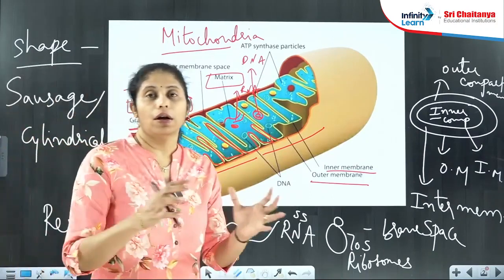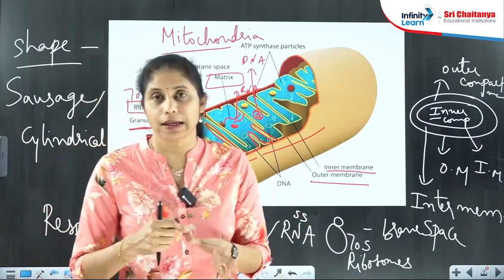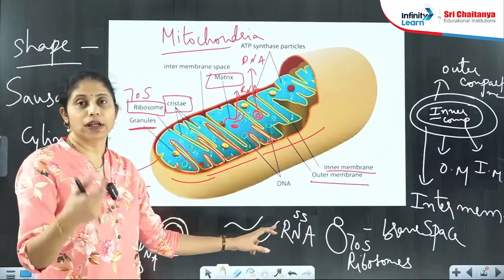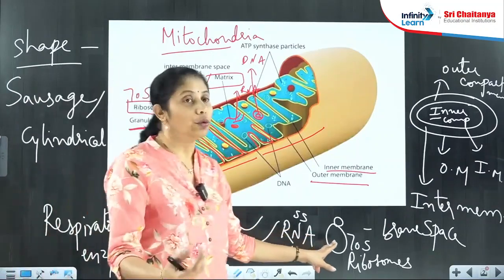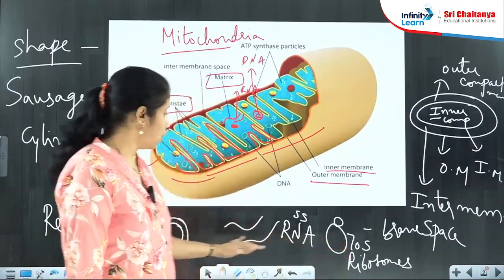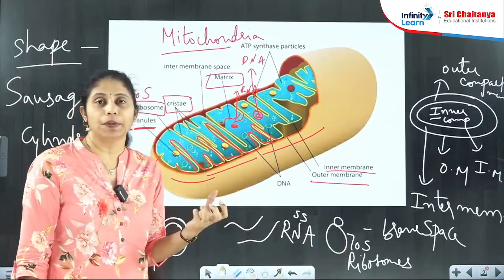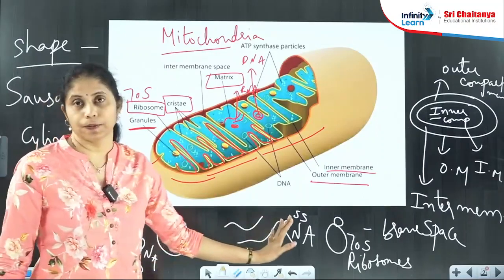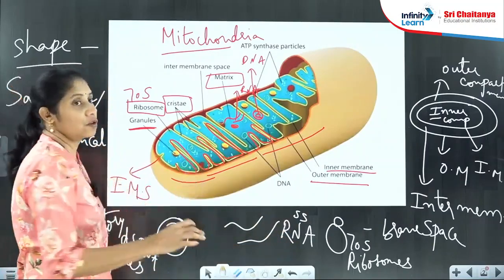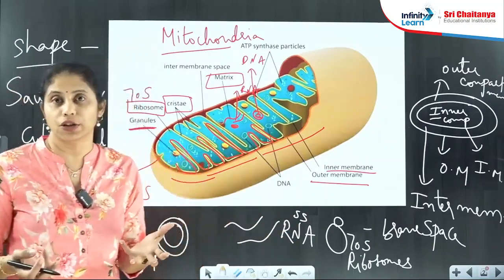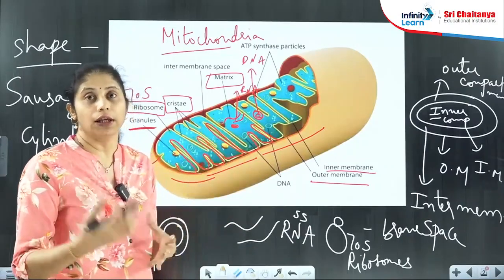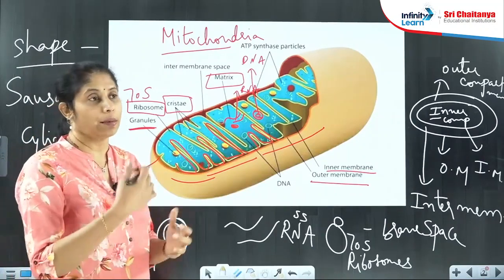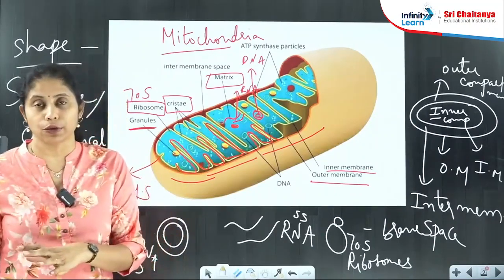What and all are present in the matrix? First, respiratory enzymes, then a double-stranded DNA which is circular in nature, then few single-stranded RNA molecules, and then few 70S ribosomes. These are all present in the matrix which is filling up the inner compartment. So in the inner compartment, matrix is present with all these. Outer compartment is not filled with anything. No liquid will be there generally, but it will be having some enzymes which are associated with that. Inner membrane will have its own enzymes, outer membrane will have its own enzymes.